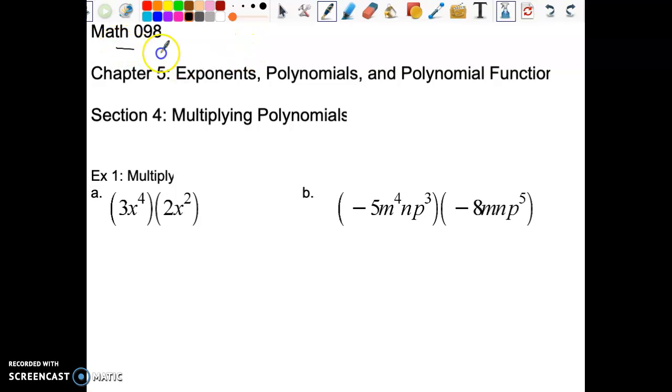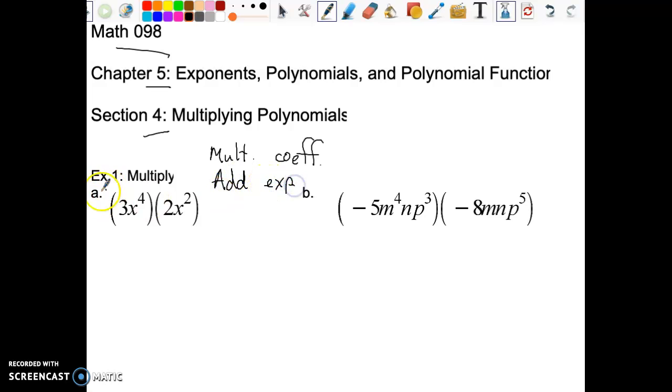Welcome back, Math 098, Chapter 5, Section 4, and we'll be doing more of the same stuff. You've actually done multiplying monomials before, and as a reminder, you just multiply your coefficients and add your exponents. Just make sure that the bases are the same as you add your exponents.